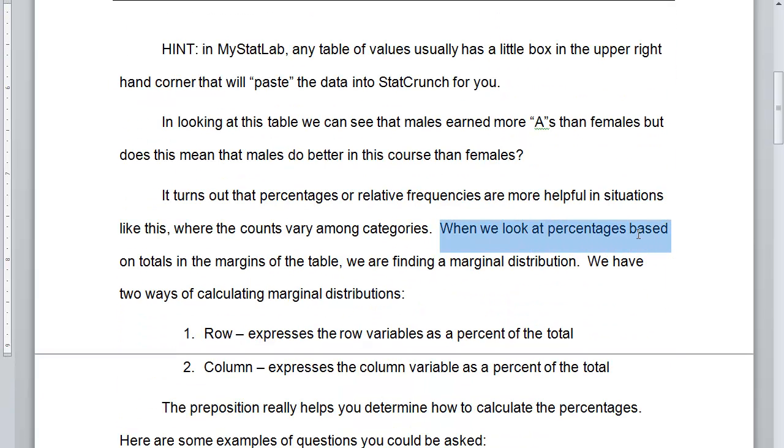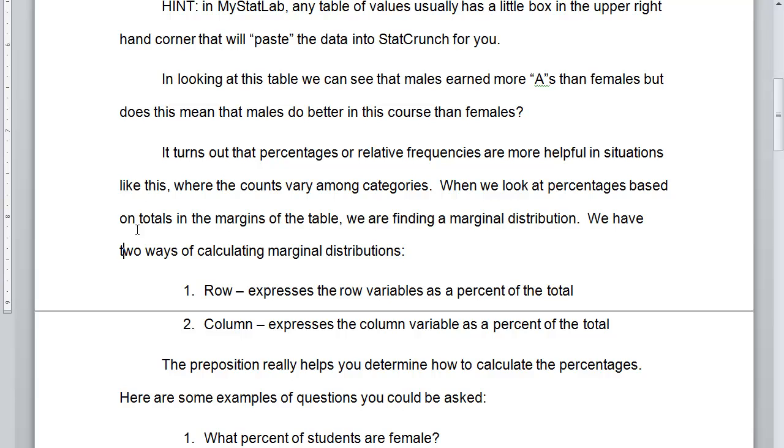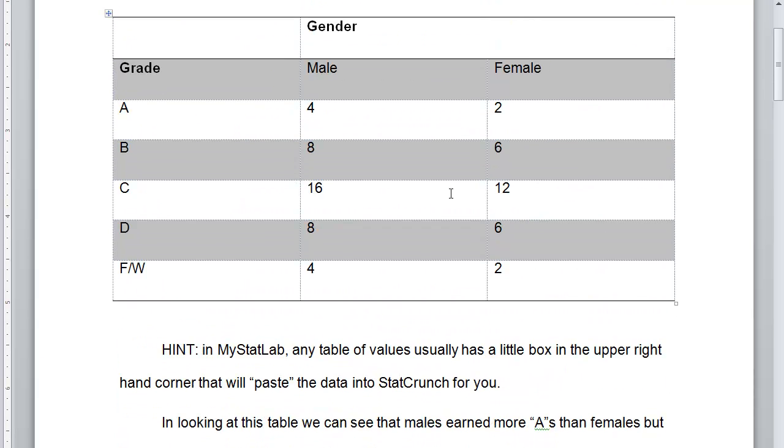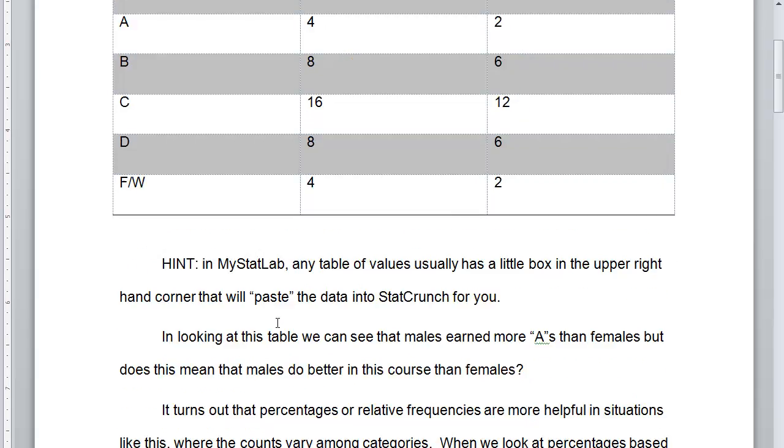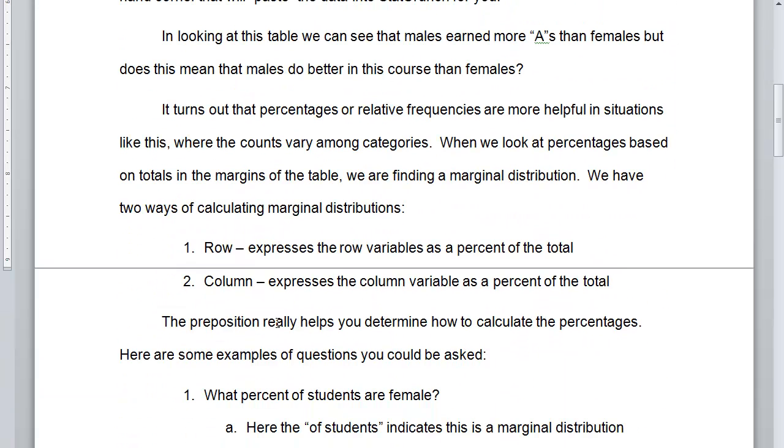So when we look at percentages based on the totals in the margins of the table, we are finding a marginal distribution, okay? And this table doesn't actually have any margins to it. The margins would be down here, where I actually had total for the male and the female, and then the margins over here would be where I had the total for the A, B, C, D, and FW, okay? So those are the margins, right?